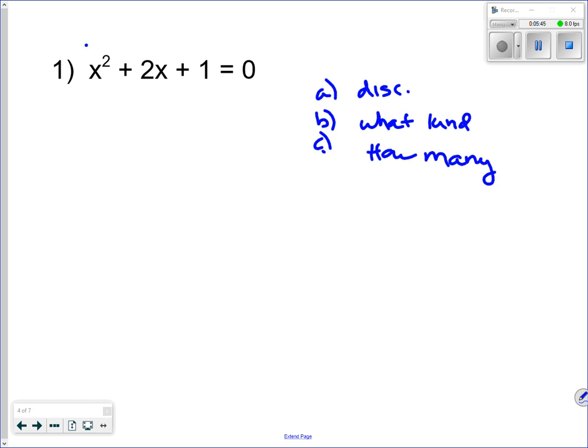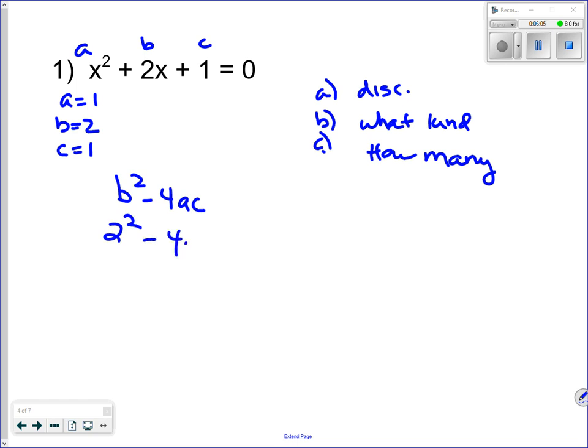All right, so remember a, b, c. Probably will help you to write these numbers out. a equals 1, b equals 2, c equals 1. And the only piece we're solving is this, b squared minus 4ac. Your b number is 2. 2 squared minus 4 times your a number is 1. Your c number is 1. 4 minus 4 times 1 times 1 is 4. 4 minus 4 is 0. So the discriminant, that's part A, the discriminant is 0.